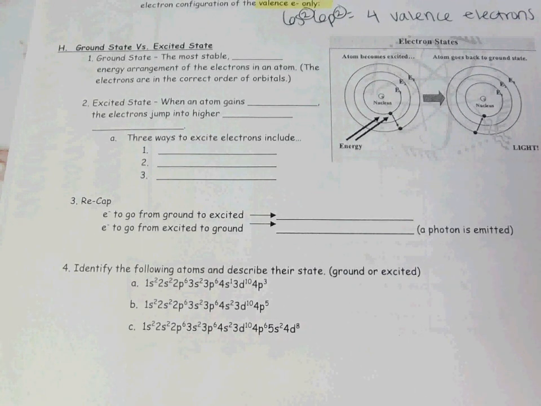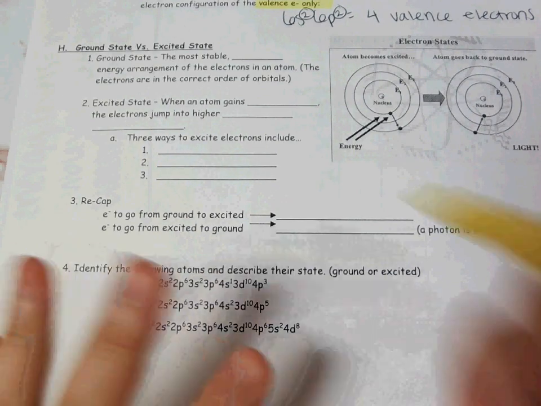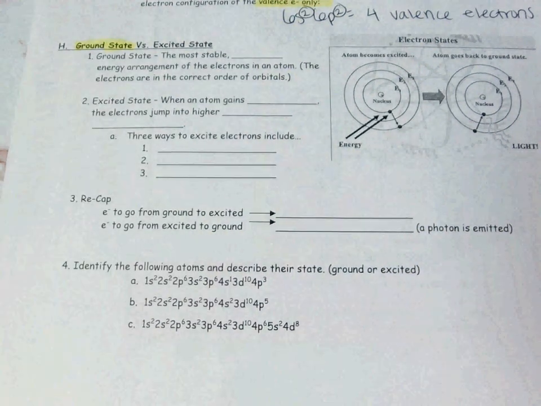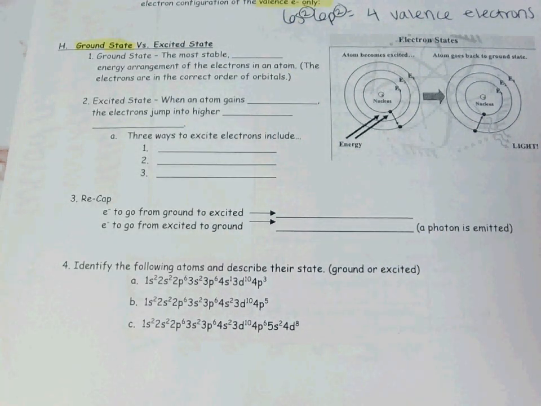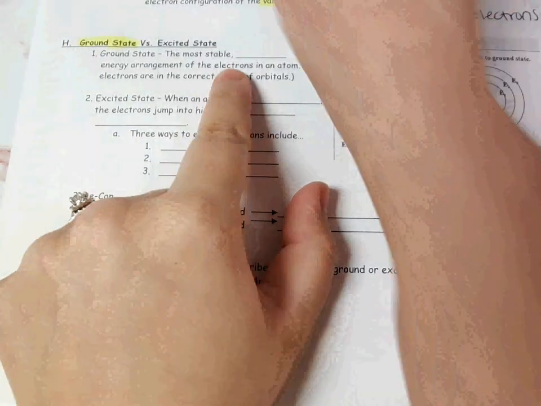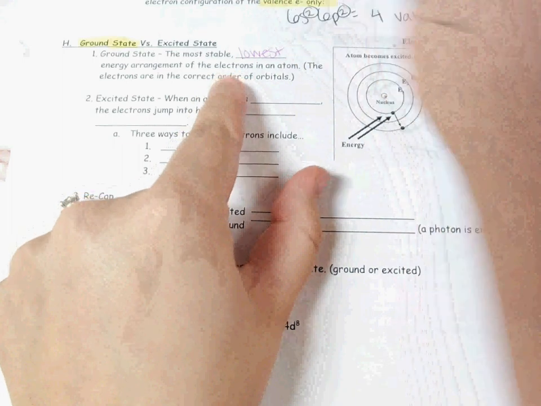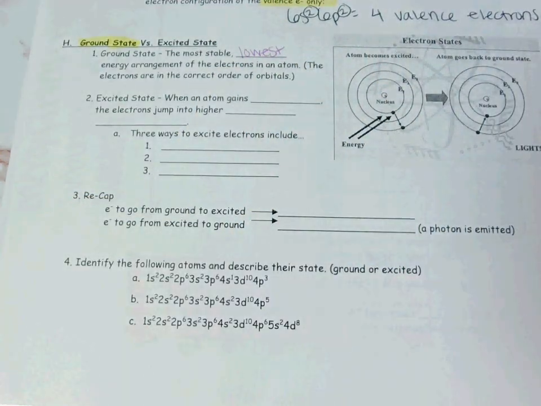So all of the electron configurations that we have done to this point have been in the ground state. So don't overthink it too much. Anything that you have seen and would recognize as the proper electron configuration is a ground state electron configuration. And that's because we learned the most stable, lowest energy arrangement of the electrons in the atom.